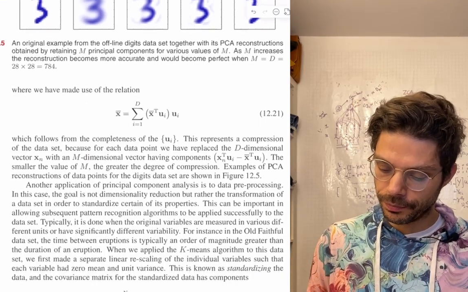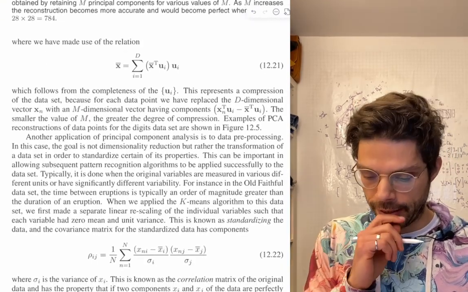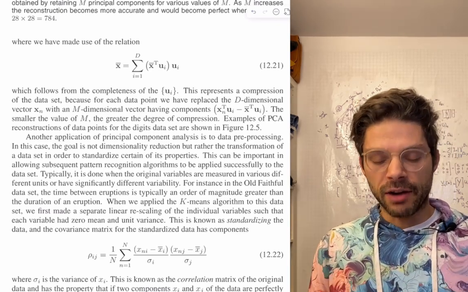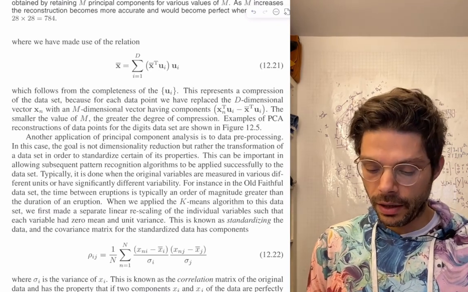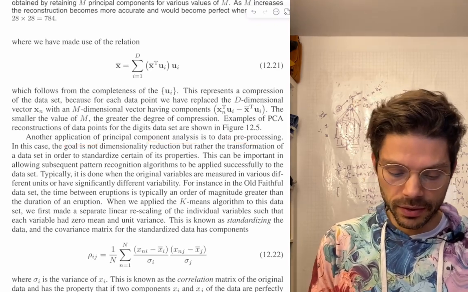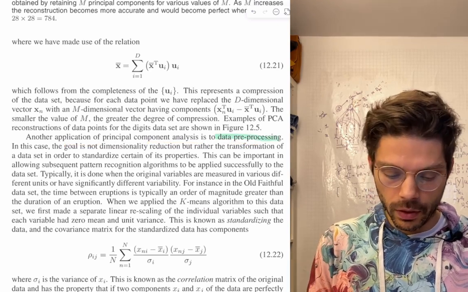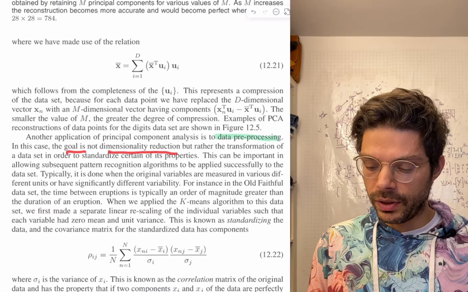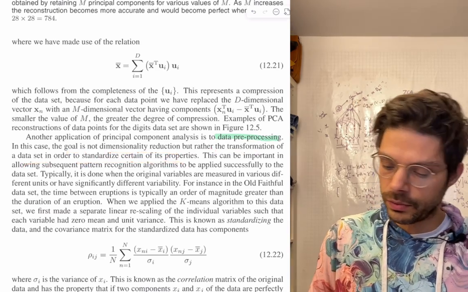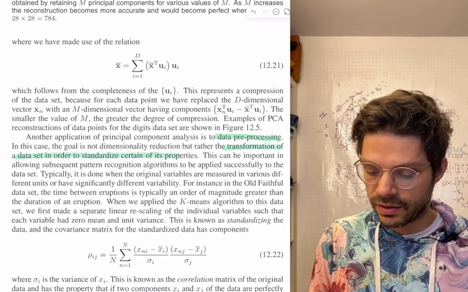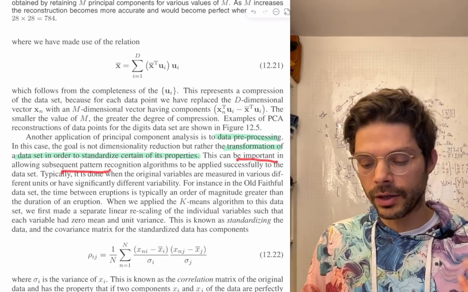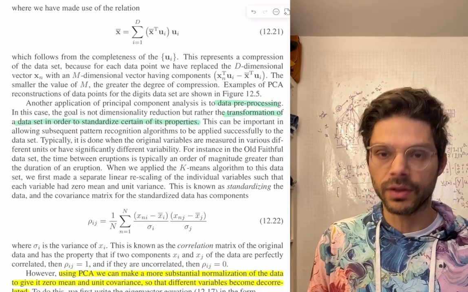All right. So that was the first application. Another application, now we're going to talk about the whitening and standardizing of data. Another application of principal components analysis is data pre-processing. The goal is not dimensionality reduction, but rather the transformation of a data set in order to standardize certain properties. So that's pretty cool. Why would we want to do that? This can be important in allowing subsequent pattern recognition algorithms to be applied successfully to data sets.